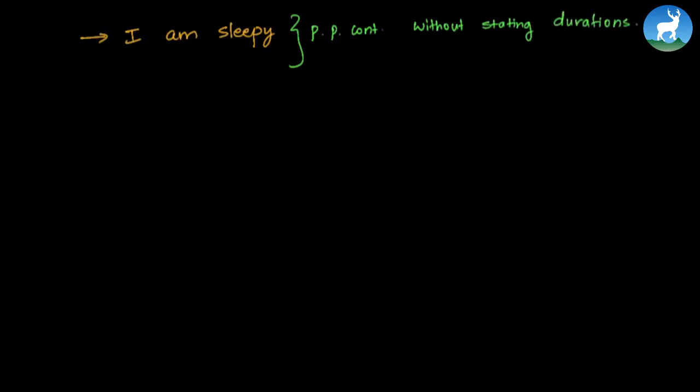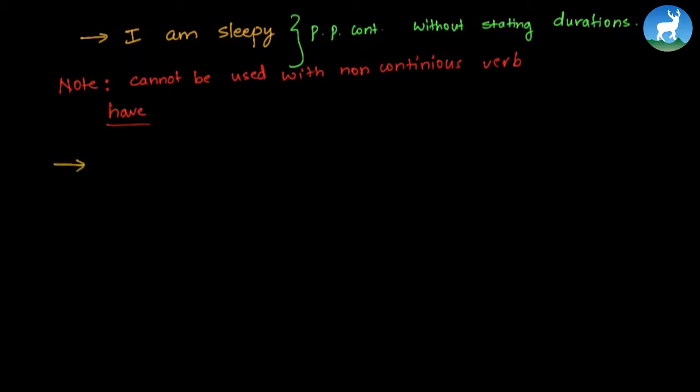Please note that we cannot use the continuous forms of non-continuous verbs. For example, let's take the verb have. It cannot be used in the continuous form because it is a non-continuous verb. So I'll give you an example of what to avoid. Let us consider a statement: Ram has been having the farm.